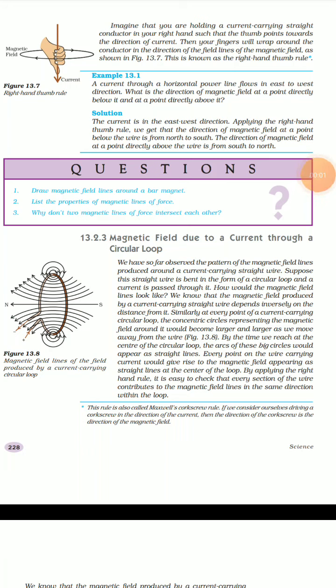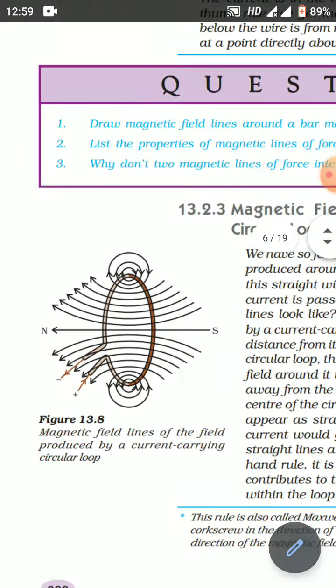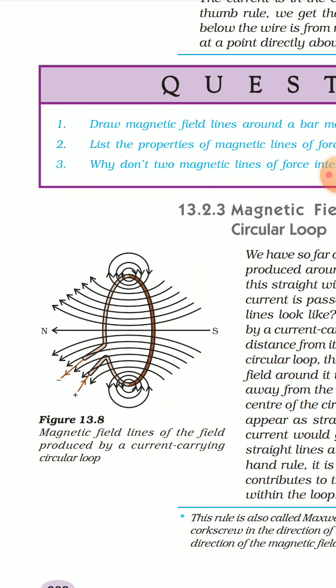Hello everyone. In our previous lecture we have already studied the magnetic field due to a current through a circular loop. You can see it on the screen. We have already studied the pattern of the magnetic field formed around a circular loop having current I in it. The magnetic field formed around a circular loop is in the form of concentric circles, and when we move from the ends to the middle, the magnetic field appears to be a straight line.